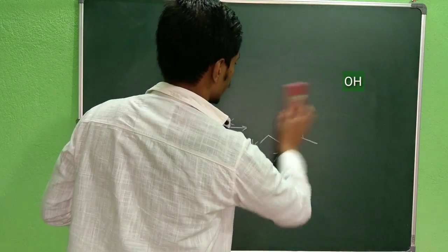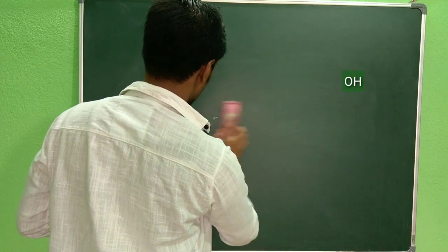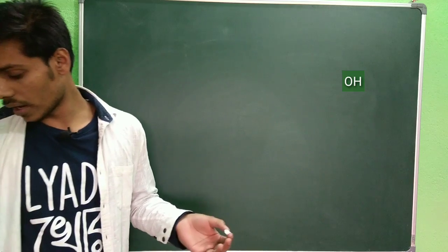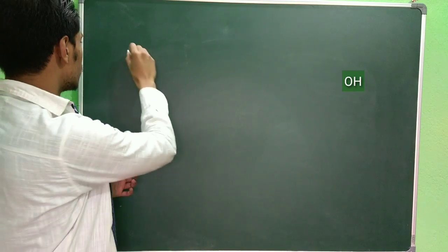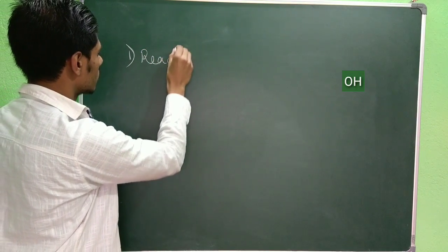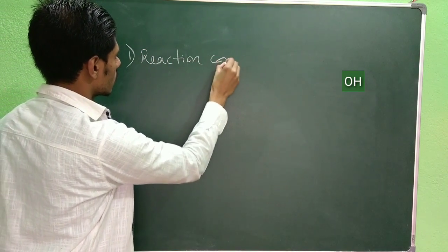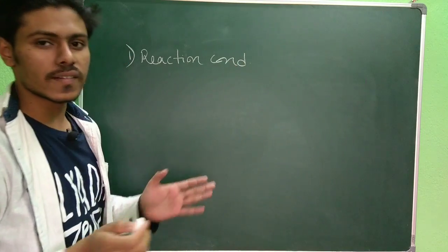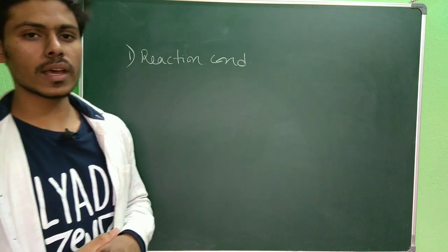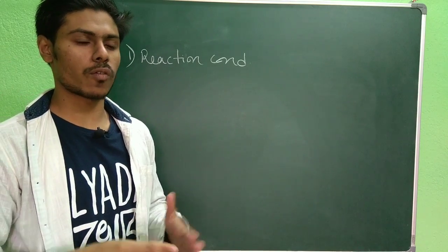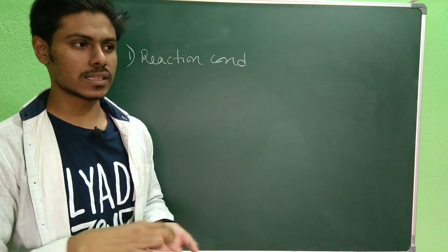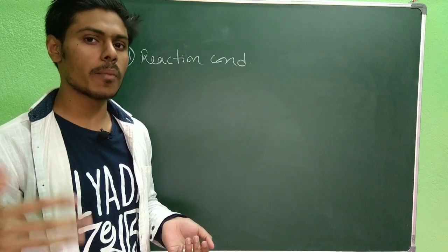The first factor which determines whether you get a conjugate product or a direct addition product is the reaction condition. Now what is meant by reaction condition? Reaction condition means whether you do the reaction for a long time or for a very short interval of time, or whether you apply heat, that is, you do the reaction in a harsh condition or a milder condition.